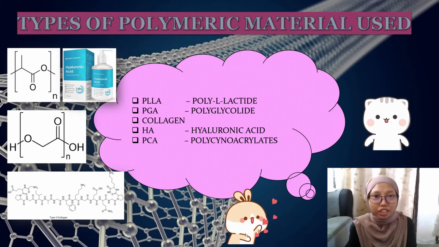The next is HA. HA is hyaluronic acid or hyaluronan. HA is an anionic, non-sulfated glycosaminoglycan distributed widely throughout connective, epithelial, and neural tissue. The last material is PCA.